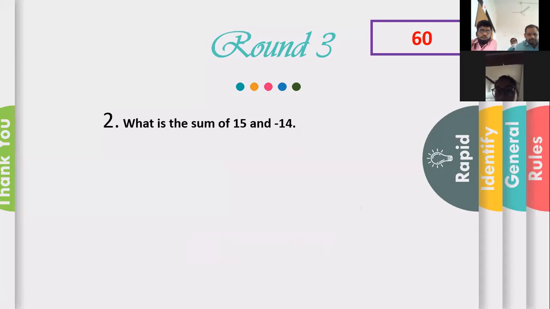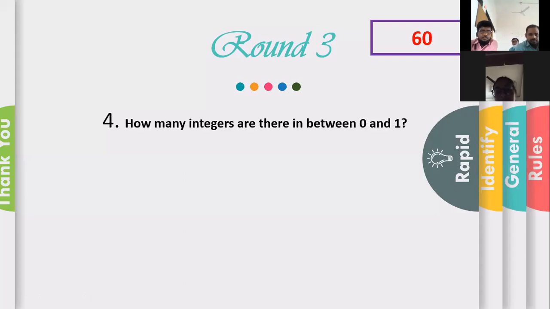Okay. What is the sum of 15 and minus 14? It is working, beta, it is working. 1. Right. What is the simplest form of 16 upon 20? 4 by 5.